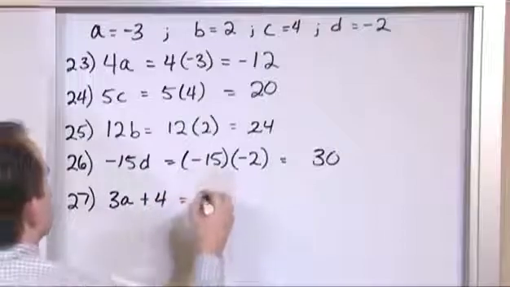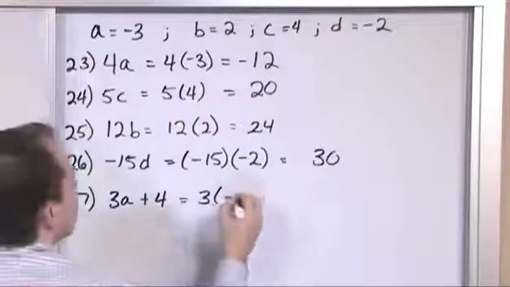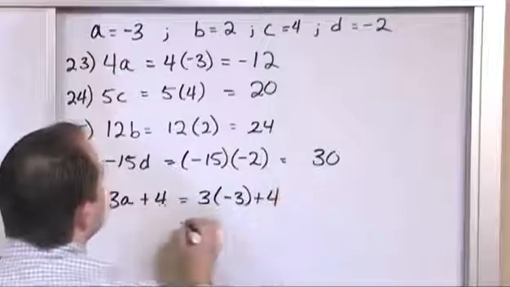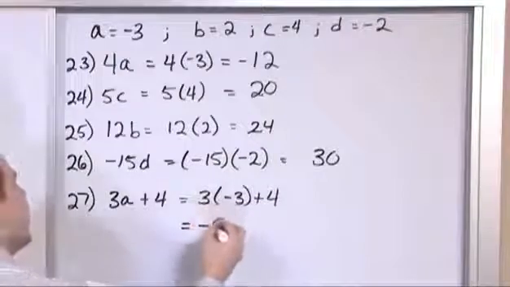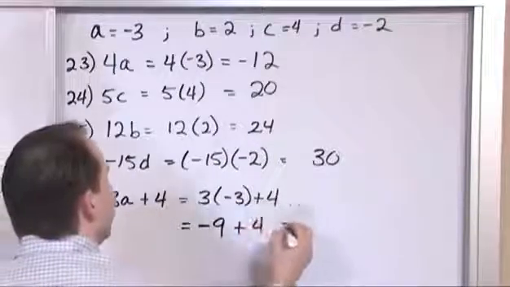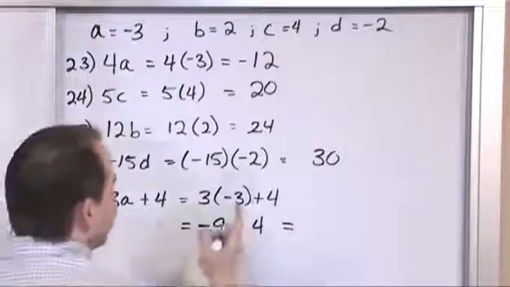3a plus 4. So what we're going to have is 3 times a, which is -3, plus 4. So what we need to do is work on the multiplication first, because remember, multiplication always comes before addition or subtraction when they're on the same level. 3 times 3 is 9, but the signs are negative, so it's -9 plus 4. And to add these, you have to use the rules of addition. So the signs are different, so we subtract them.